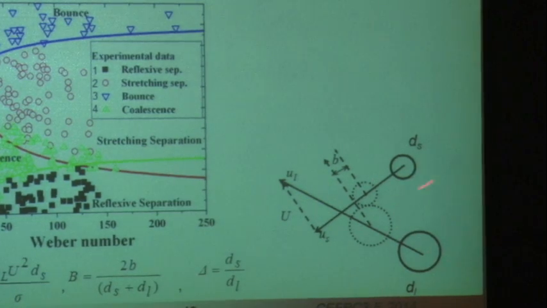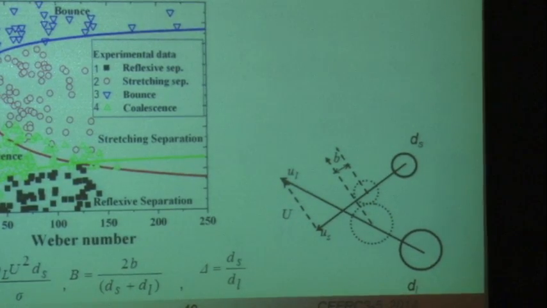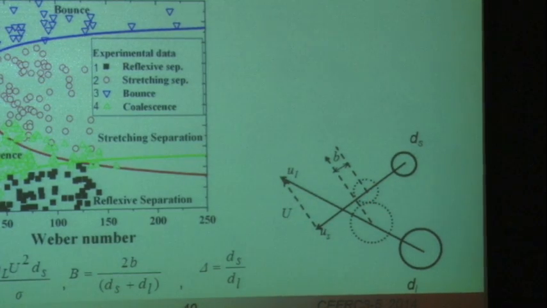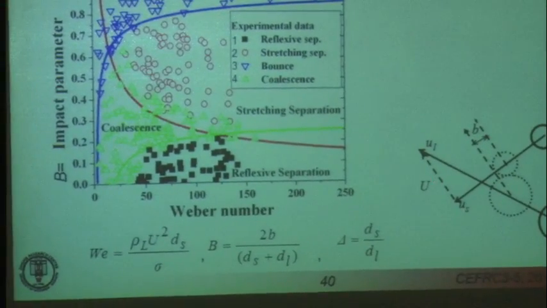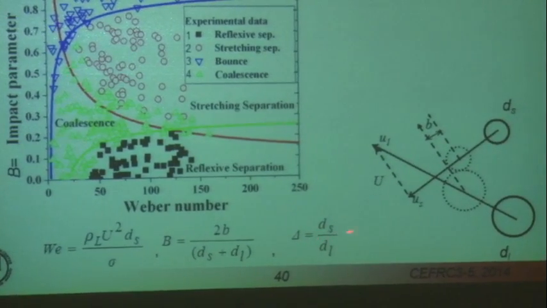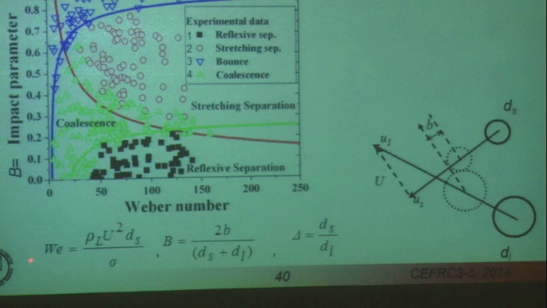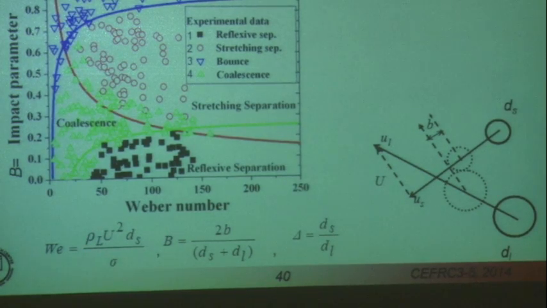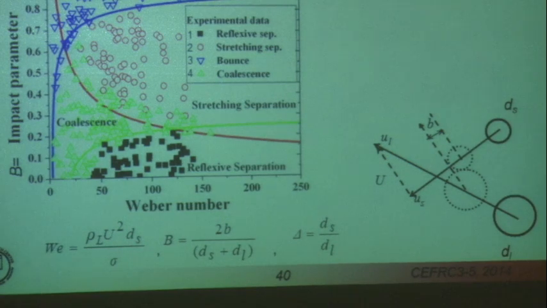So depending on the orientation of these trajectories, one can define a parameter called the impact parameter, which basically measures the distance between the centers of the droplets at the moment of collision. And so here, B is the distance between centers relative to the relative velocity vector, and the size of the droplets. The delta here is the ratio of the droplet sizes, the diameters, in the small drops and the large drops. And here's our Weber number again, based on the liquid density and the relative velocity between the droplets. Surface tension appears here, and the diameter of the smaller droplets.